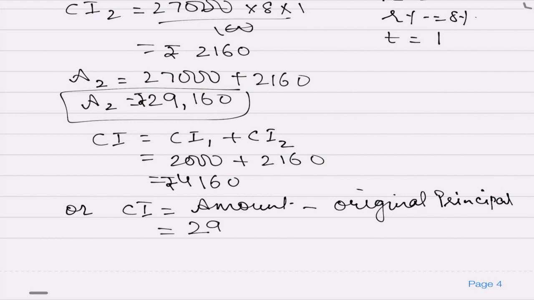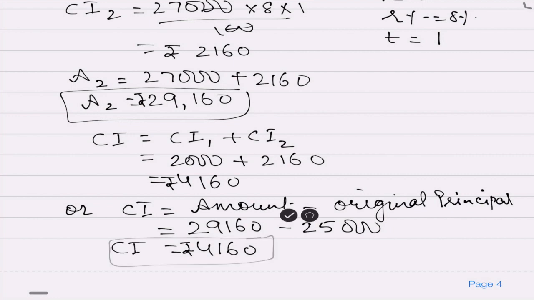Amount of the final year was 29,160 minus original principal was 25,000. So that is equals to 4,160 rupees. This is the compound interest for 2 years. Please be careful. Compound interest for 2 years and compound interest for the second year, these two are different things. Okay. So in this way, we will calculate the compound interest.